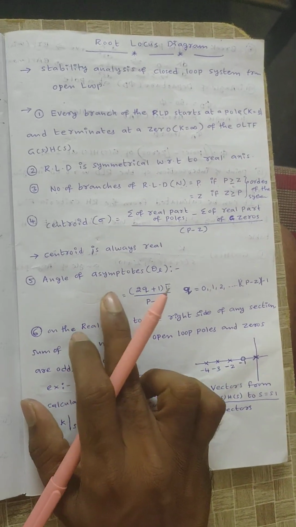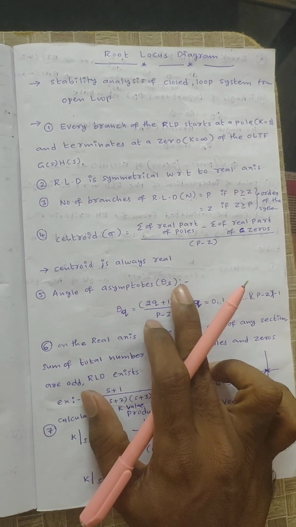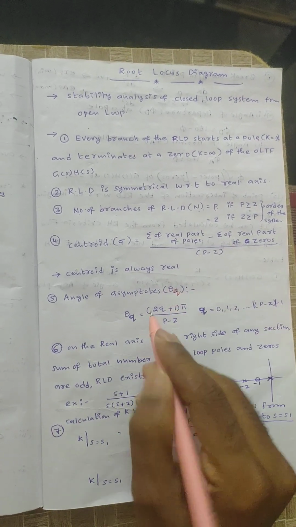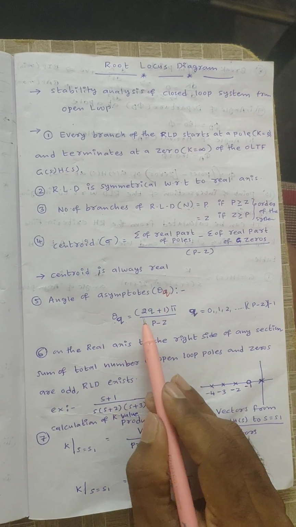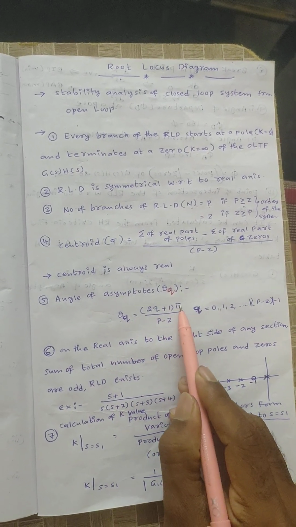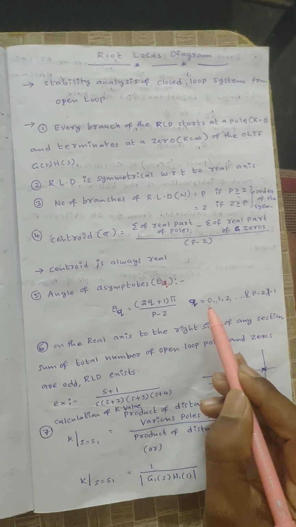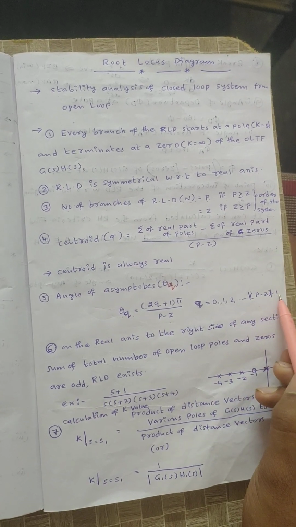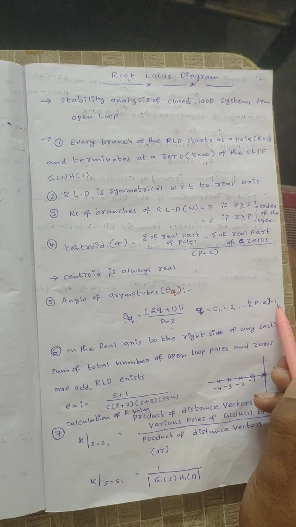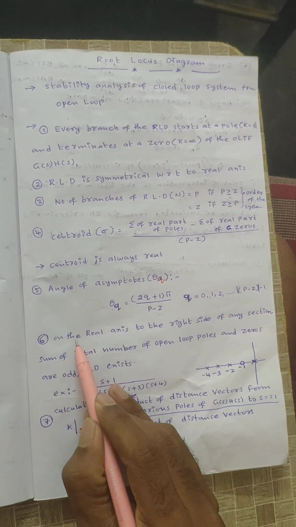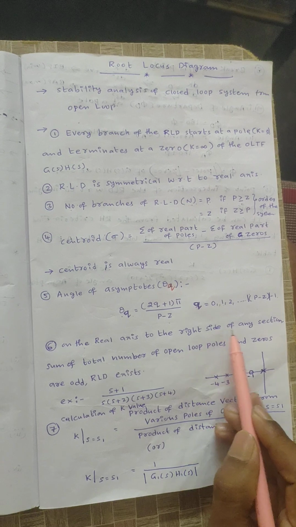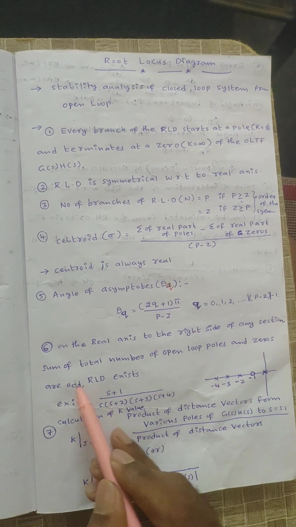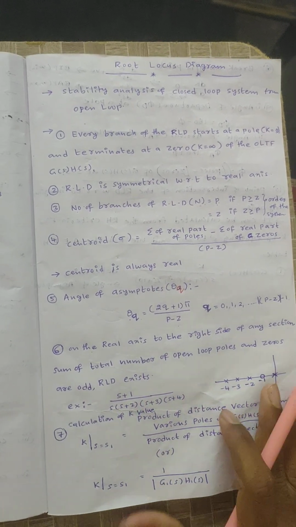Next, the angle of asymptotes, represented by theta L or theta Q. Here I am representing it with theta Q. Theta Q is equal to (2q plus 1) times pi by (P minus Z), where q equals 0, 1, 2, and so on, up to magnitude of P minus Z minus 1. Next point: on the real axis, to the right side of any section, if the sum of the total number of open loop poles and zeros is odd, then only the RLD exists.